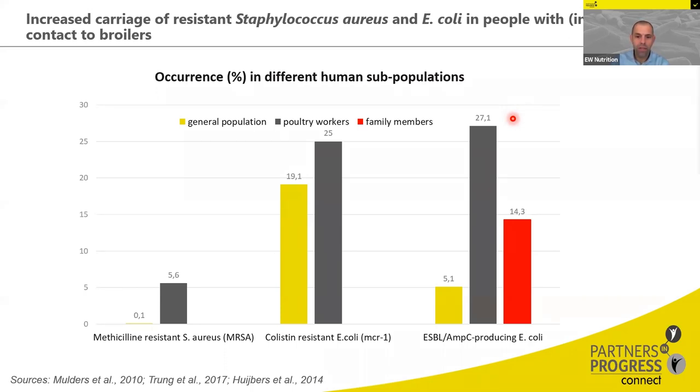And nearly 15% of the E. coli occurring in family workers, family members in poultry farms. So even for people that do not have direct contact with poultry, there is a three times higher likelihood to carry a multiple resistant strain in this study. So in conclusion, antimicrobial resistance in poultry causes increased risk of exposure to resistant bacteria for poultry workers and their family.